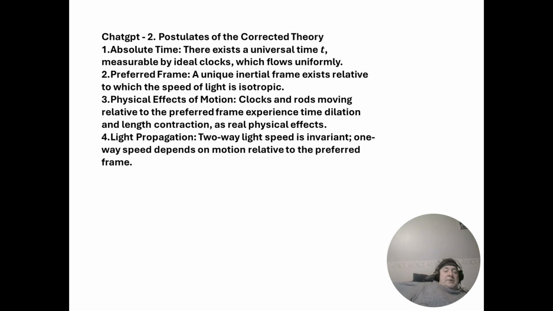Then it goes on to the postulates of the corrected theory. Number 1, absolute time. There exists a universal time t, measurable by ideal clocks which flow uniformly. A preferred frame, a unique inertial frame, exists relative to which the speed of light is isotropic. Then for the physical effects of motion, clocks and rods moving relative to the preferred frame experience time dilation and length contraction as real physical effects. Next comes light propagation. Two-way light speed is invariant. One-way light speed depends on motion relative to the preferred frame.